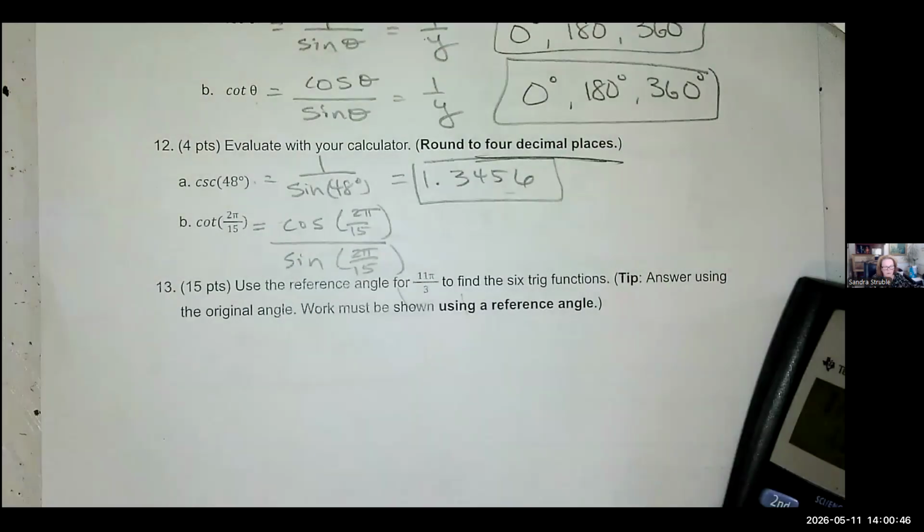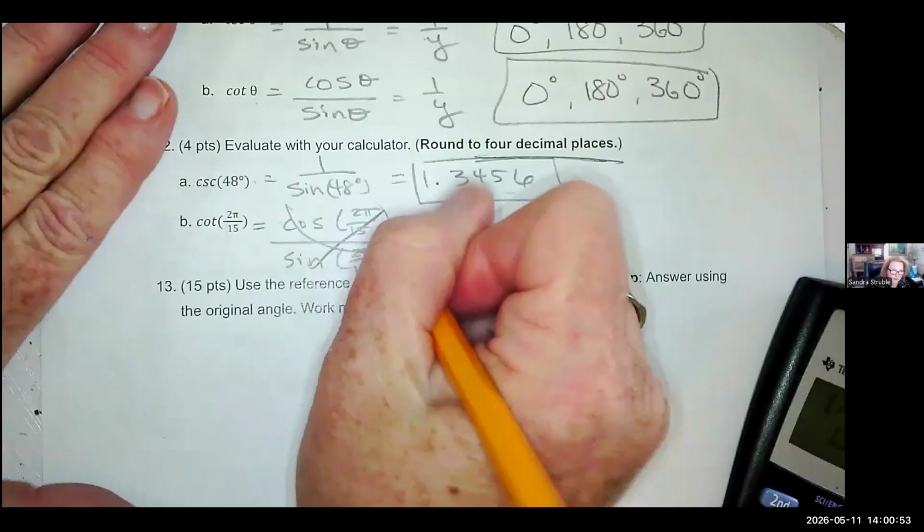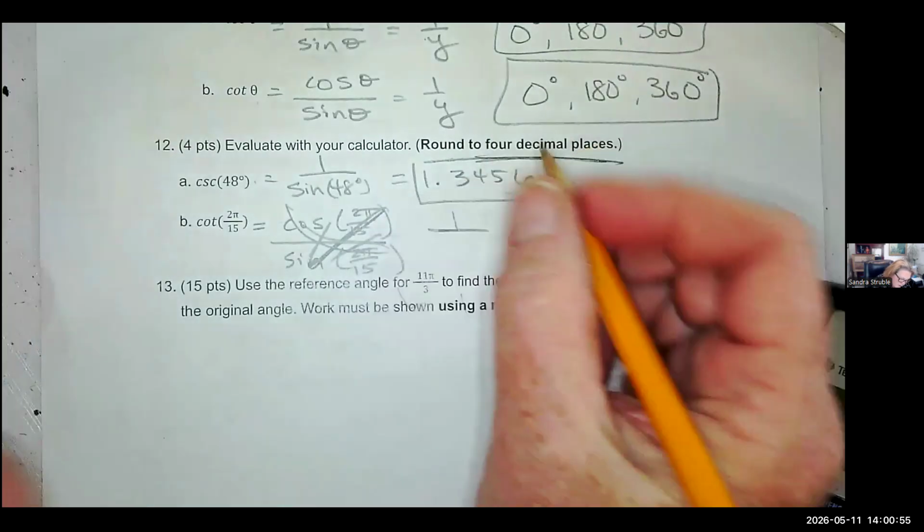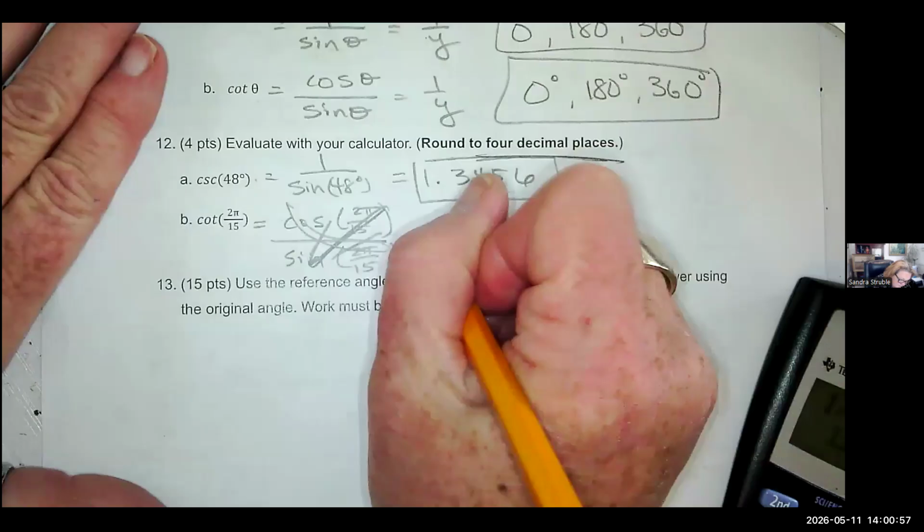Oh no, Lord, I could have used tangent. I'm so sorry. Ignore me. I'm making things harder than I need to. We have tangent on our calculator. Duh. So 1 over tangent of 2 pi over 15.